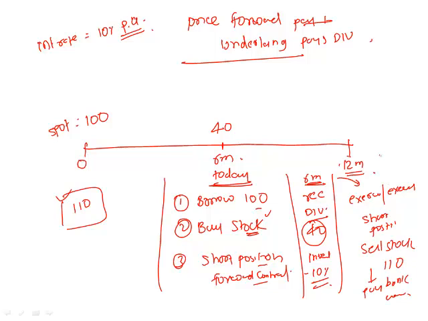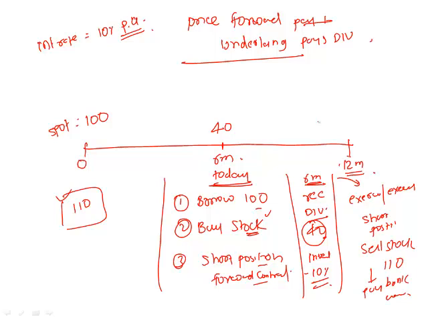After 1 year, he's anyways got a short position. He's also owning the stock. He will execute the contract. He will sell that stock at a price of 110, and using that money, he will pay back the bank loan. What he is left with is the future value of this 40. Right? And how much? So let's calculate.